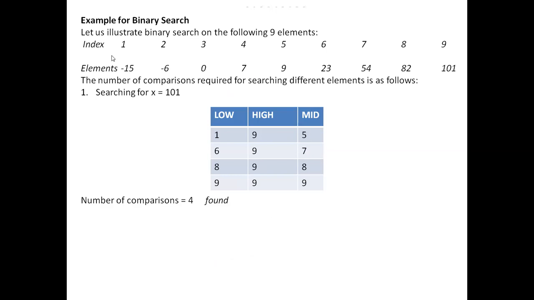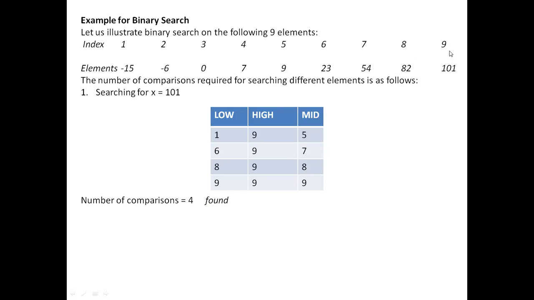Here, the given list of numbers are minus 15, minus 6, 0, 7, 9, 23, 54, 82, 101. These are the list of numbers. I want to find 101. What does the algorithm say? The lowest index is 1, the highest index is 9.